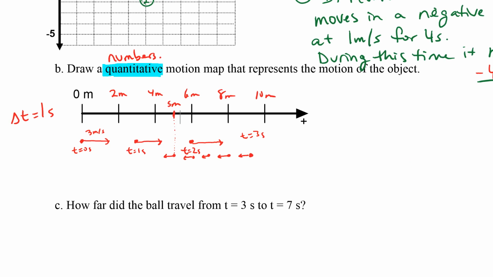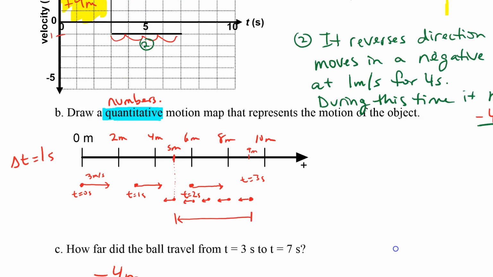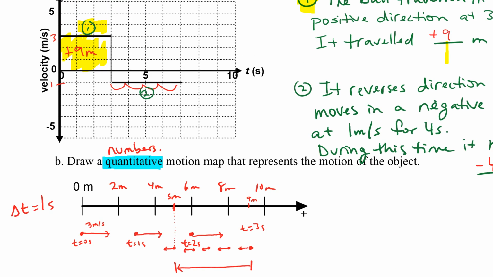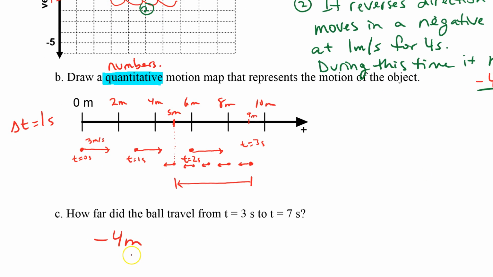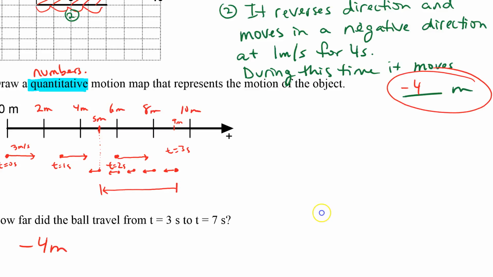How far did the ball travel from t equals 3 to t equals 7? Well, here is t equals 3, t equals 4, t equals 5, t equals 6, t equals 7. So it traveled from here to here. So how far did it travel? It looks to me like this was at 9, and it went minus 4 meters. Or if I wanted to look at my velocity time graph, from 3 to 7, that would be this area, and that area would be minus 4 meters, just like I said here, minus 4 meters.